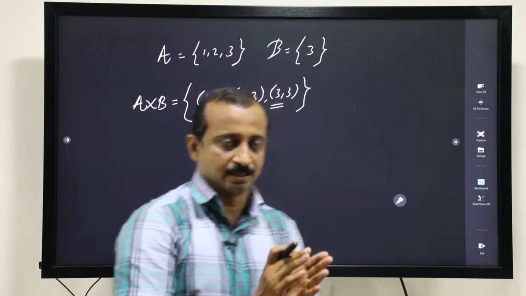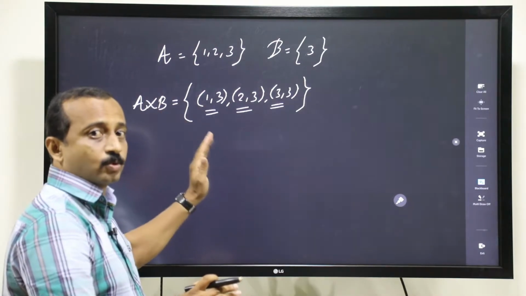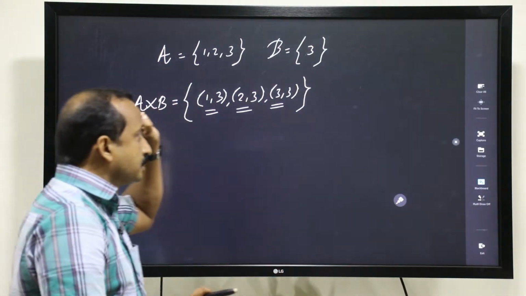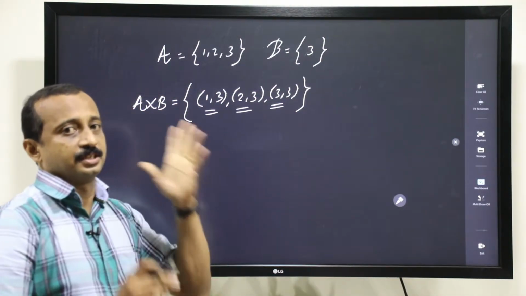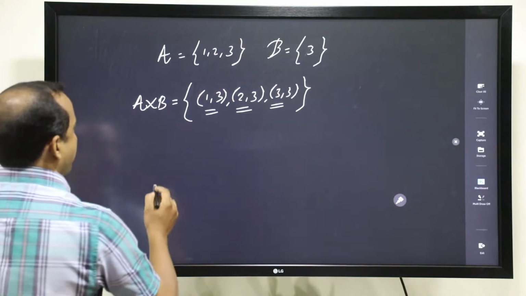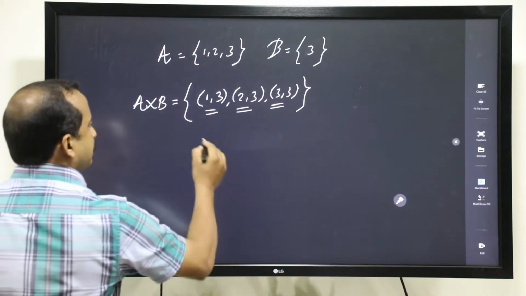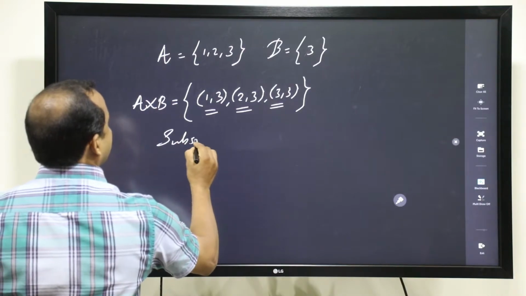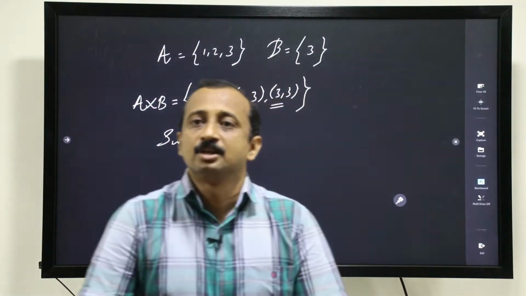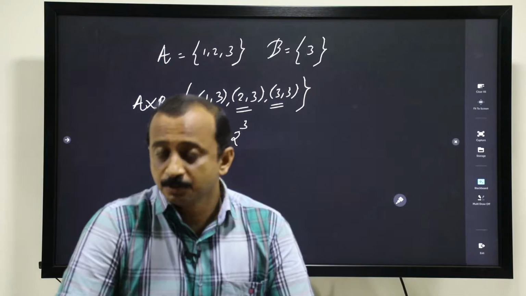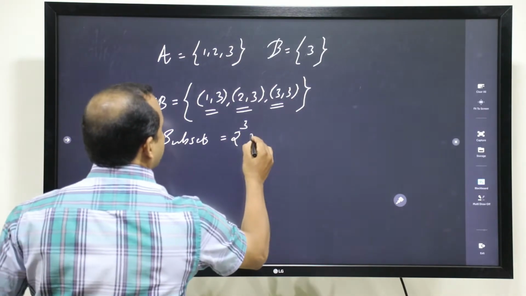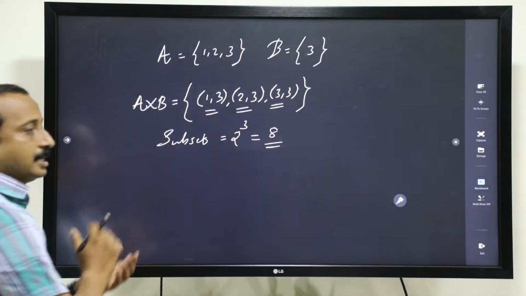The definition of relation states: a subset of A cross B is called a relation. Here, how many subsets can we form using this A cross B? This A cross B contains 3 elements, so the total number of subsets is 2 raised to 3. You know, if a set contains n elements, the total number of subsets is 2 raised to n. Therefore we get 2 raised to 3, the answer becomes 8. 8 subsets can be formed.